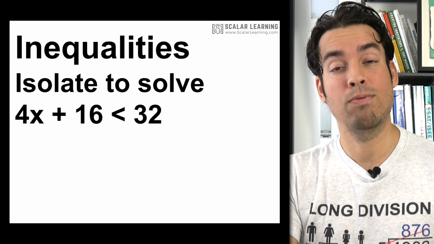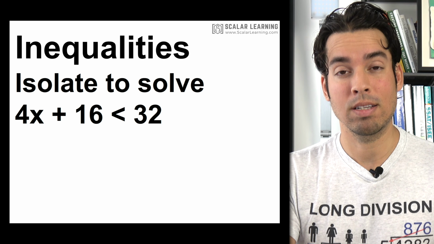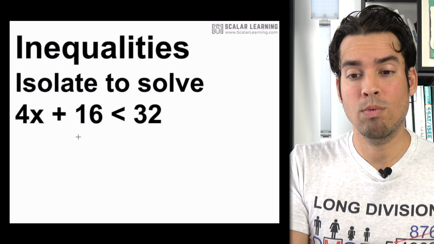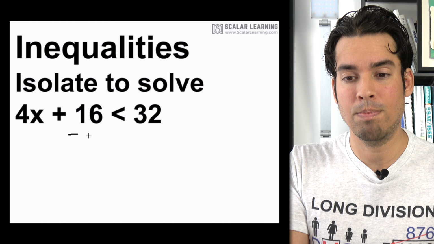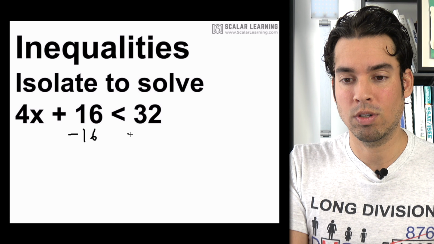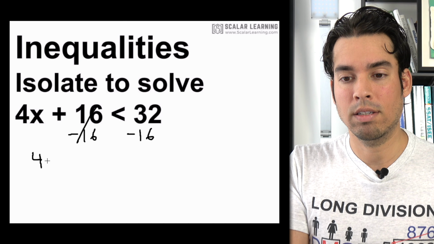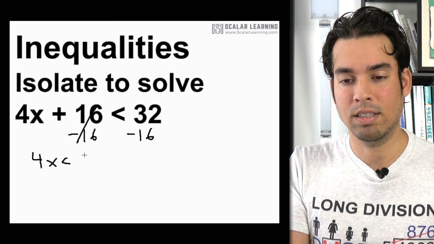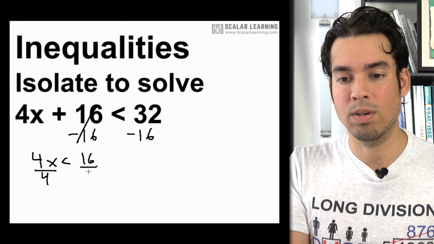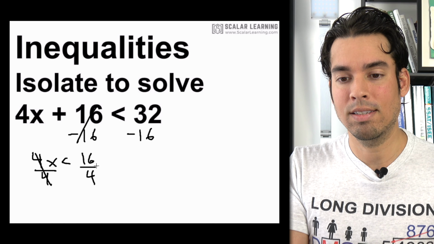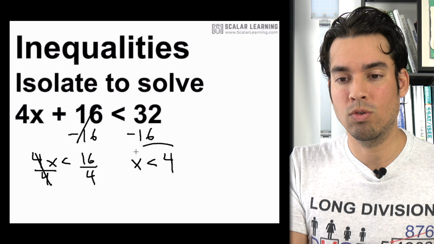If we take this example of 4x plus 16 is less than 32, once again, I want to get my variable by itself. So as we get the variable by itself, what we're going to do is again move the thing farthest away from the variable first, which is the 16, and the opposite of addition is subtraction. So we're going to subtract both sides by 16. Now I have 4x is less than 32 minus 16, which is 16. Last but not least, divide by 4, get rid of that 4. And we've got x is less than, what's 16 divided by 4? That is 4.